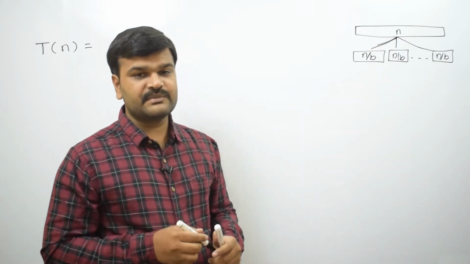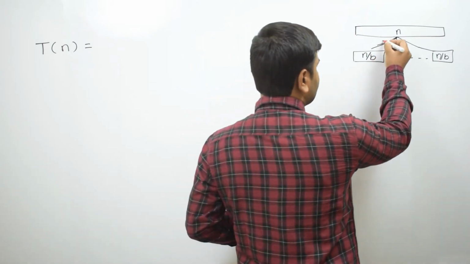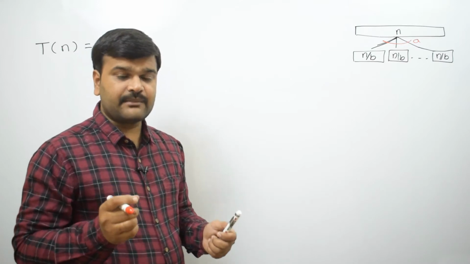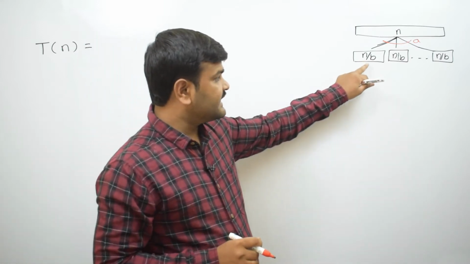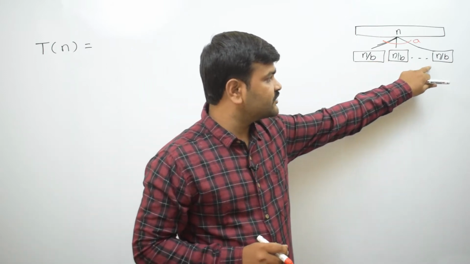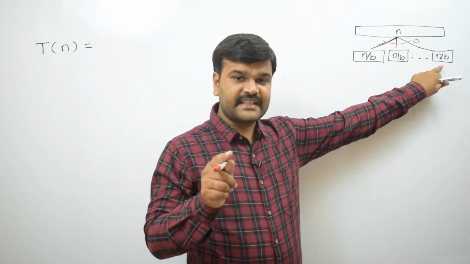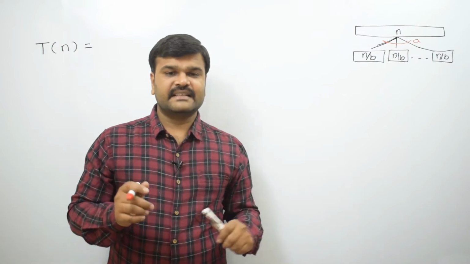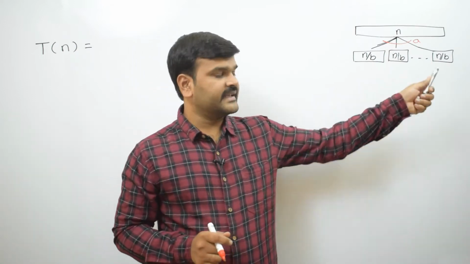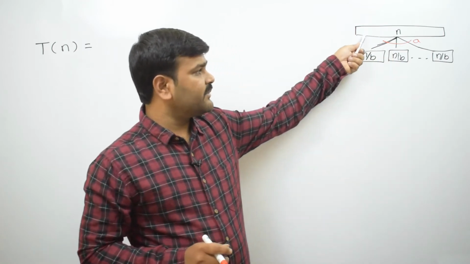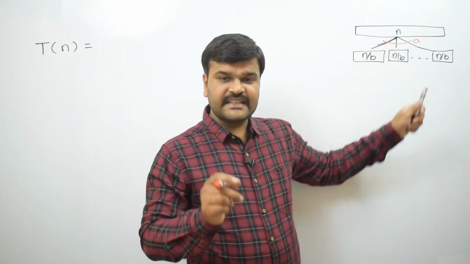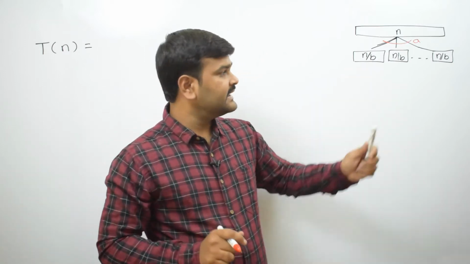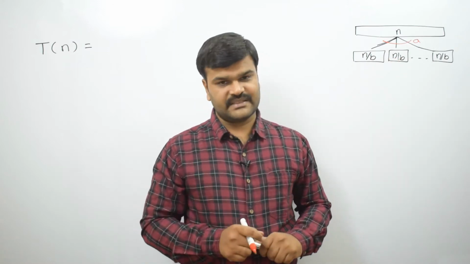Now, how many subproblems are there here? Assume that a subproblems are there. So n by b plus n by b and so on, a times, if you add n by b, then you get back the given size n. So that is the first meaning: the given main problem is divided into subproblems, each subproblem has size n by b, and a subproblems are there, assuming.